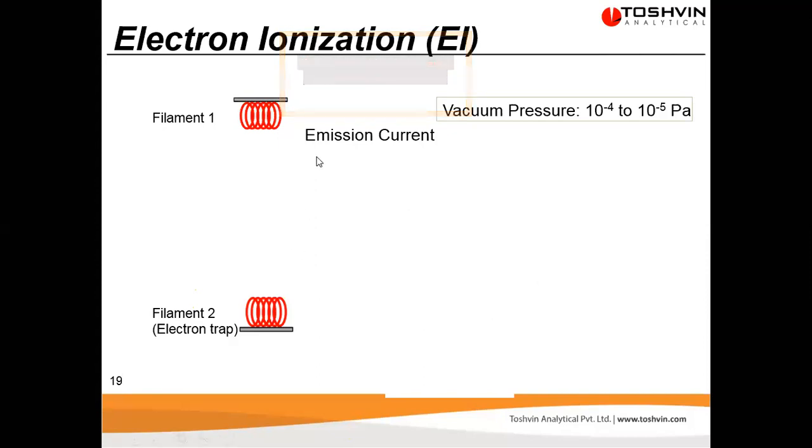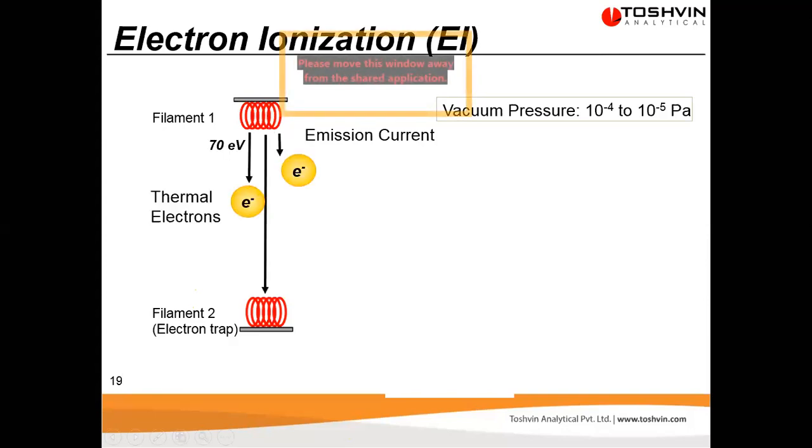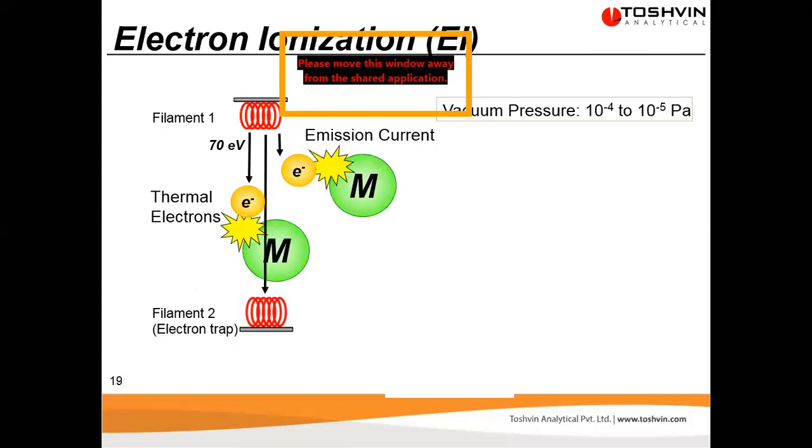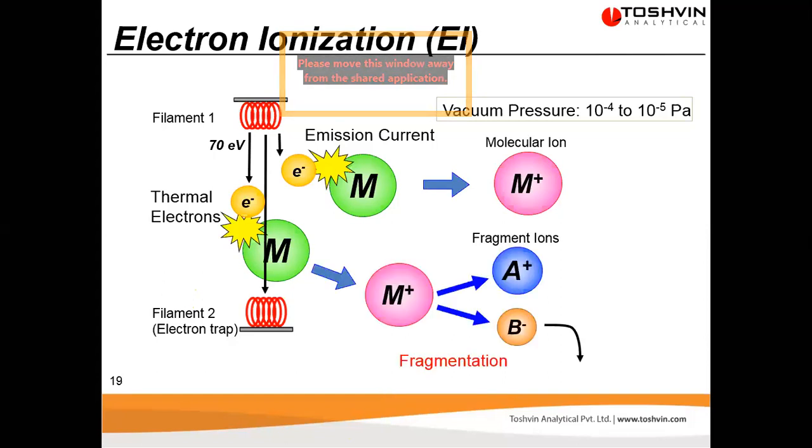So how is ionization done? We have two filaments in our system, which continuously bombard electrons at 70 electron volts. From the GC, my sample comes, and the interaction happens between the electrons and my sample molecule. Due to this interaction, either I can get a molecular ion, or most of the time I'll get the fragments of it. Okay.